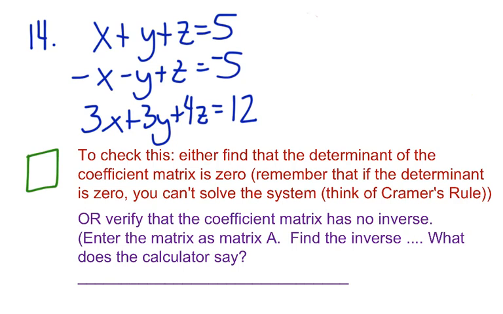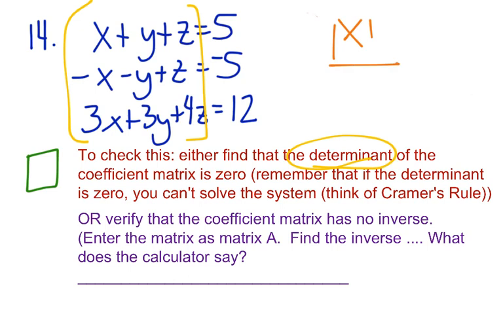Now, how do you check something like this? Because we do need to check when you get something like this, you want to make sure. So you can verify one of two ways. You can either find that the determinant of our coefficient matrix is equal to 0. Remember, with Cramer's rule, if the determinant of your coefficient matrix was 0, then when finding x, you would do the determinant of the x matrix divided by 0, and that's undefined, so you could not solve that system of equations. So that's one way that you can verify this.